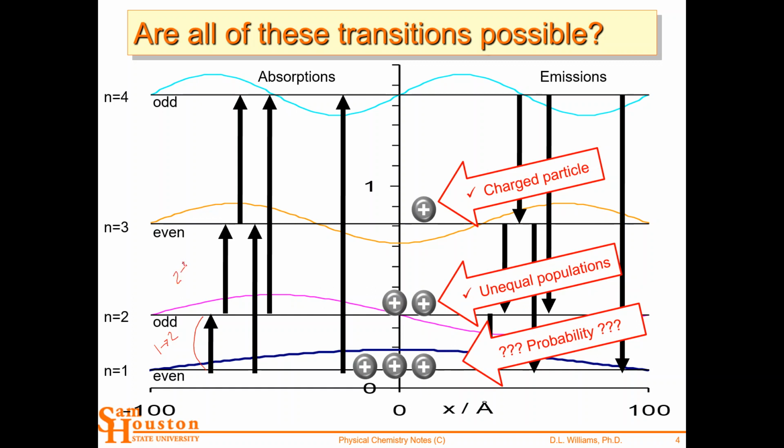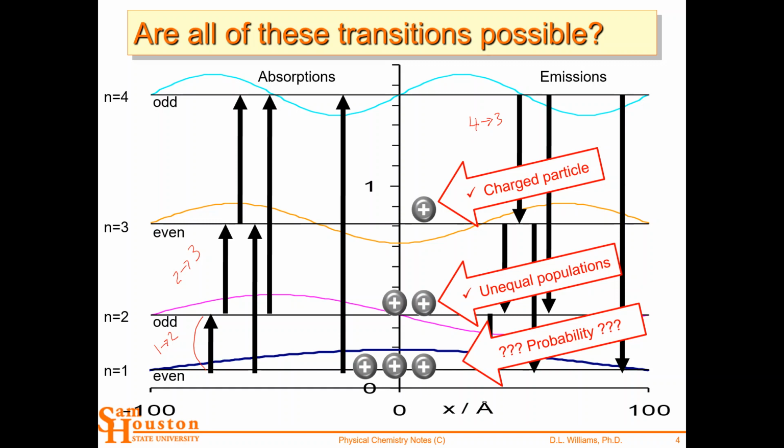This is a 2 to 3. So you see the arrows, they're connecting those levels. And that's how we would label those different transitions. 1 to 2, 2 to 3. Over here, we have an emission, which would be a 4 to 3 transition. It's going from level 4 down to level 3.